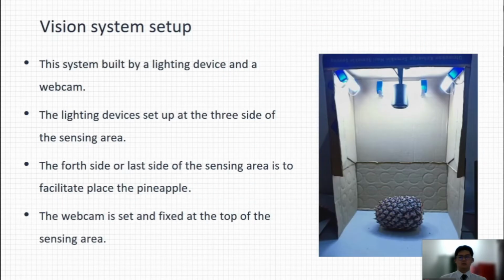Next, vision system setup. This system is built up by a lighting device and a webcam. The lighting device is set up at three sides of the sensing area. The fourth side, or the last side, of the sensing area is to facilitate placing the pineapple. The webcam is set and fixed at the top of the sensing area.